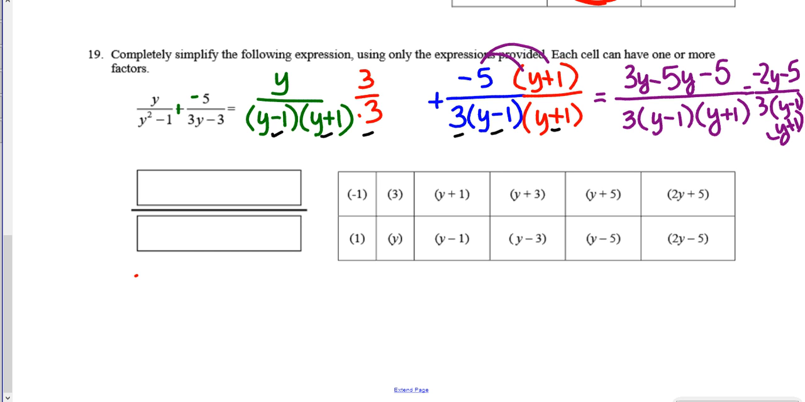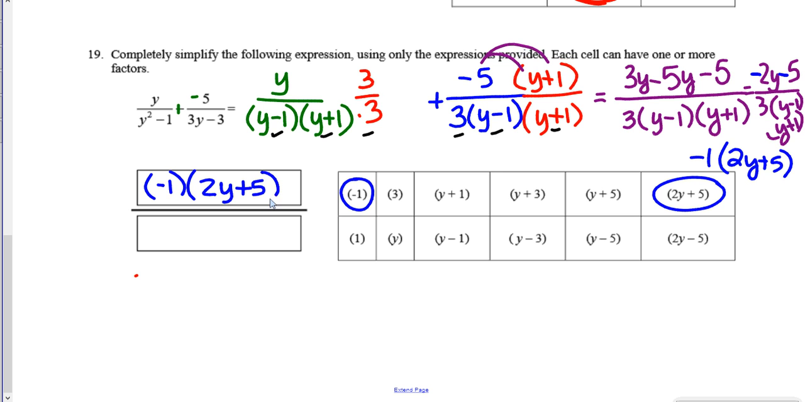All right, so now I go to write my answer, and I'm looking for negative 2y minus 5. But I don't have that down here. I have 2y minus 5. That's not the same as negative 2y minus 5. But since they're both negative, I could factor a negative out of the top. I'm going to call it negative 1 because that's what they write over here. And then this would be a 2y plus 5 on the top, which we have. So my numerator is negative 1 times 2y plus 5.